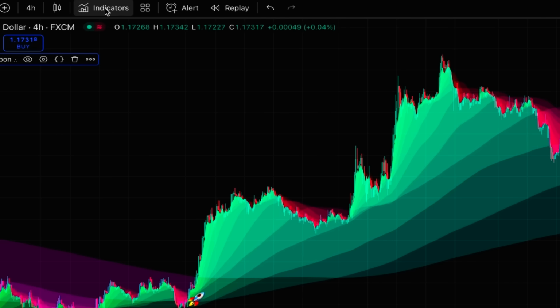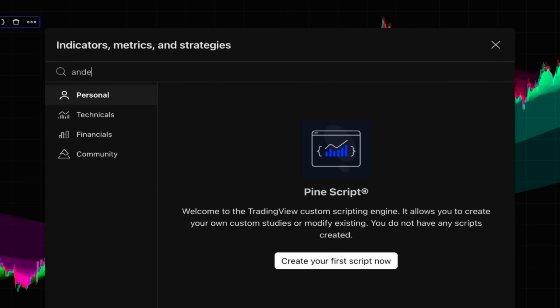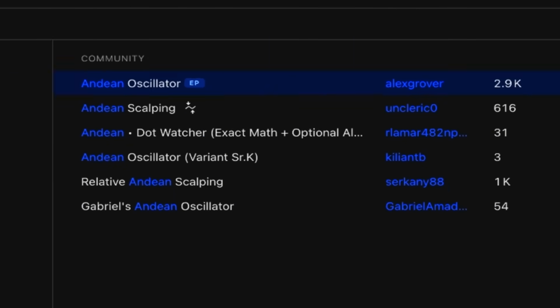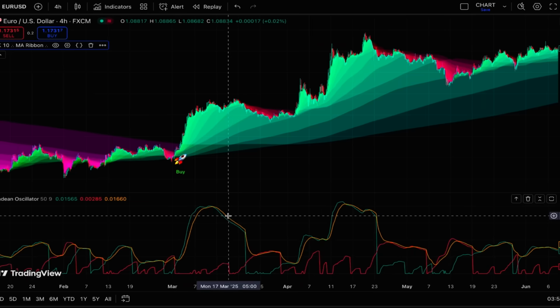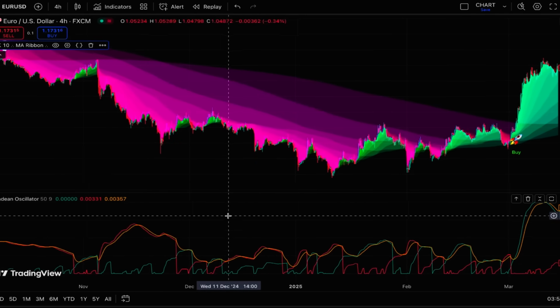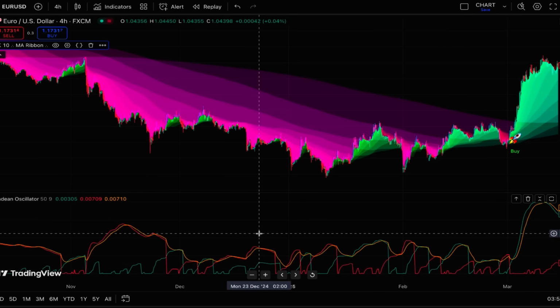Here we click on indicators and we search Andean oscillator, this one, which is an open-source indicator written by Alex Grover. Alright, this is the indicator, and it's one of the best indicators for identifying buy-sell signals because it can help you with both trending and non-trending markets.